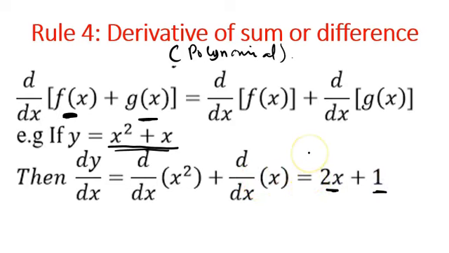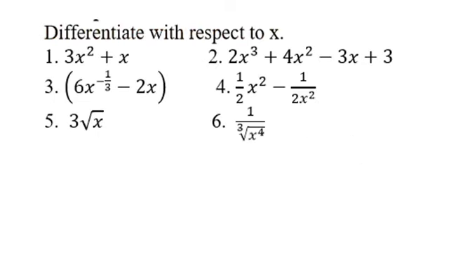Okay. So that is how we differentiate a polynomial. That's a sum or difference, a polynomial. Good. Now, based on the first 4 rules, we are going to take some examples. Differentiate with respect to x the following.